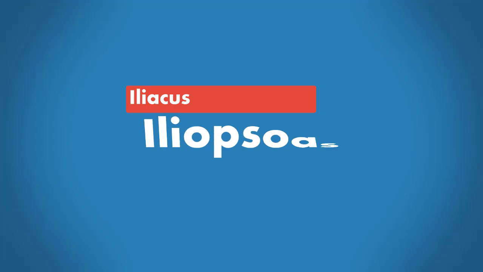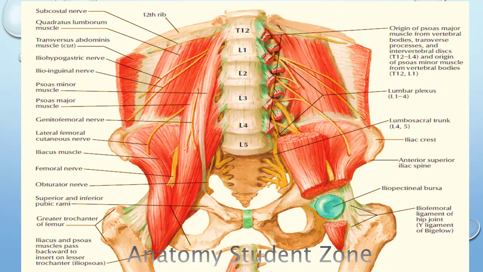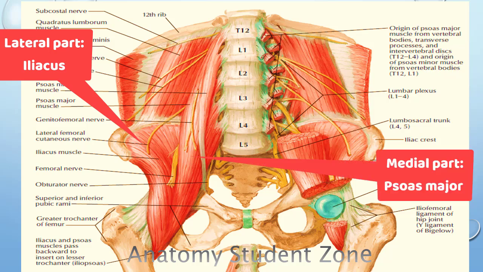Now I will cover another muscle of the anterior thigh compartment. This is iliacus and psoas major. Together we name these two muscles as iliopsoas because they have the same distal attachment or insertion point, and these two muscles also have the same function. So iliopsoas has two parts: one is its lateral part and the other is the medial part. The lateral part is broad and is known as iliacus, while the medial part is long and that we name as psoas major.